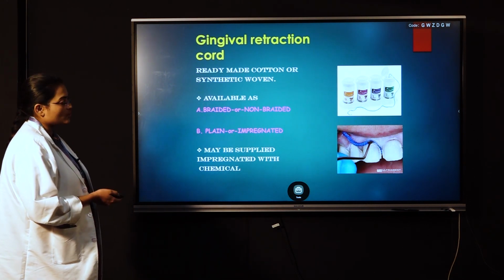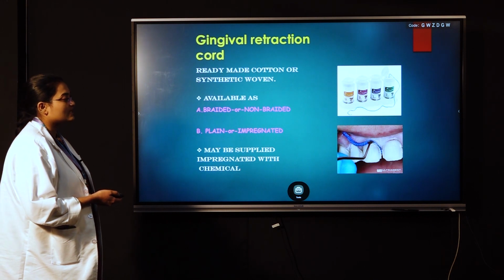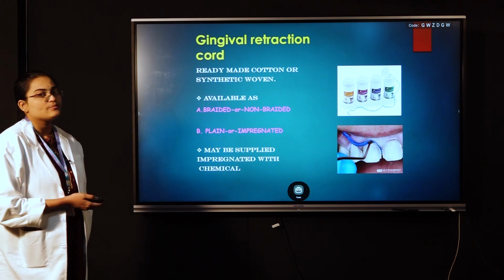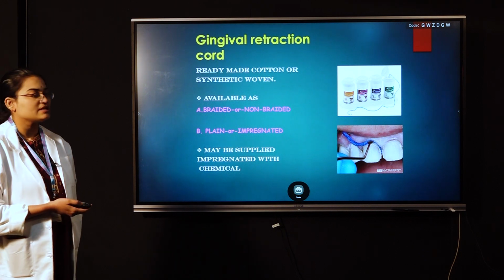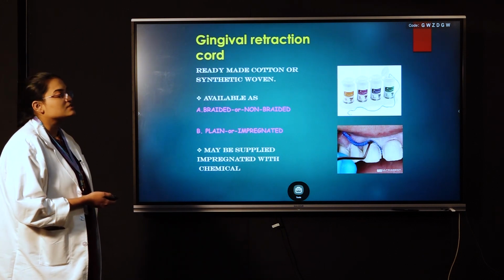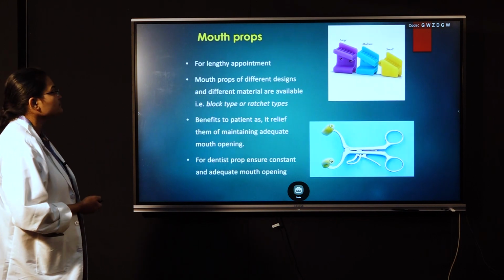These gingival retraction cords are placed in the gingival sulcus, and after the treatment and necessary impression taking, etc., these retraction cords are removed again from the place.